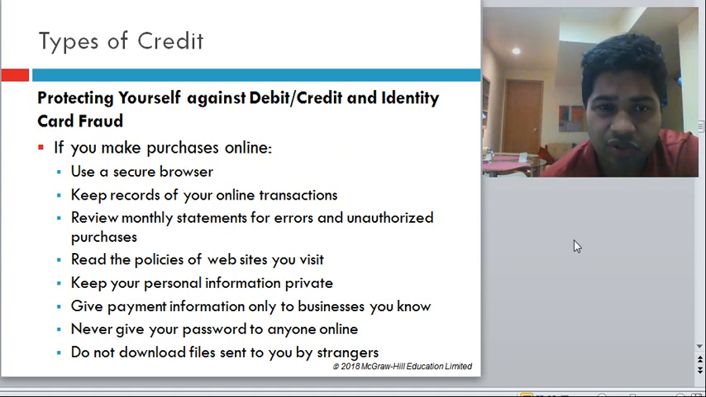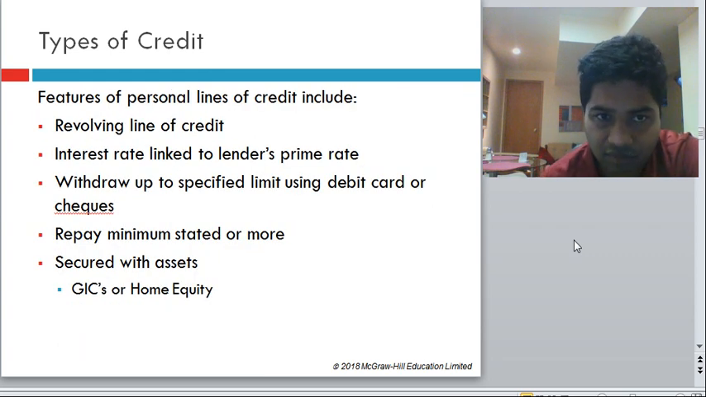If you make purchases online, use a secure browser, keep your records, review monthly statements, read policies of websites, keep your personal information private, give payment information only to businesses you know, never give your password to anyone online, don't download files sent by strangers.